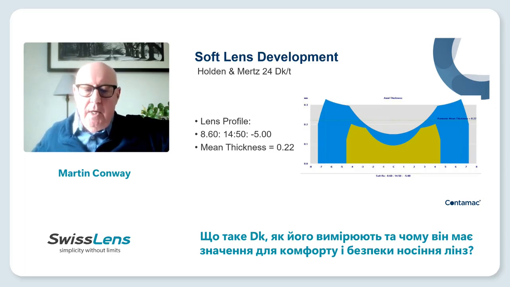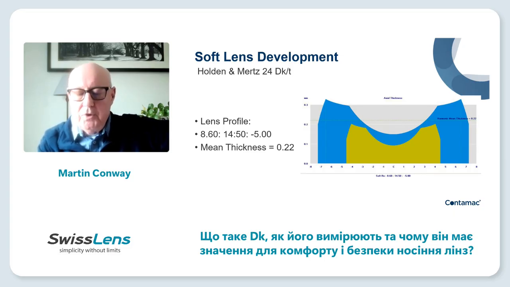So it means for an average lens of say a -5, an 8.6-14.5, although we ask for a center thickness of 0.15, the mean thickness across the whole of the lens, in fact the whole of the cornea, is actually 0.22. That gives us a better average as to what the transmission is going to be over that lens.